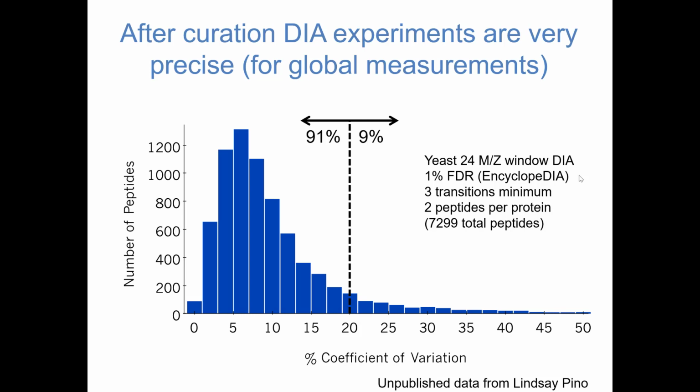Okay. And as I said, the median CVs for this data set in particular with yeast were around 8%. We find that this is fairly typical. With human samples, it might be slightly higher just because there's so much more signal in those samples, but it's not that much worse, actually, to be honest.